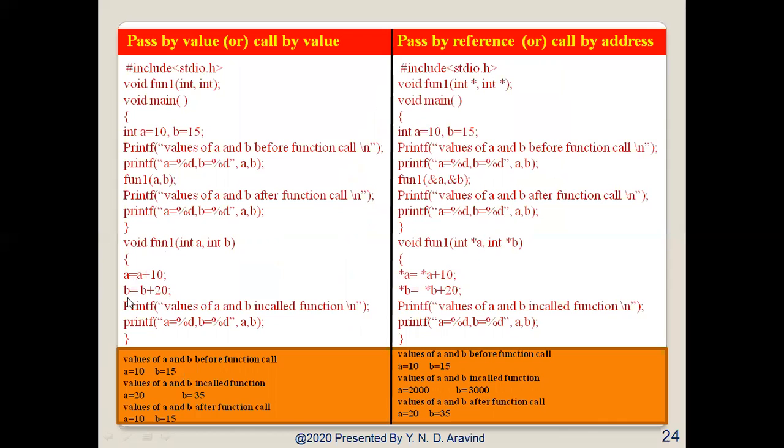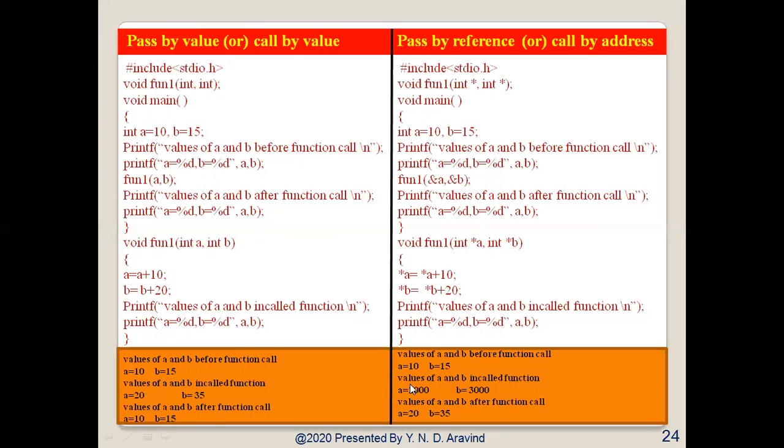Now after doing the modifications, I have printed the values of A and B in the called function. So A value will become 20 and B value will become 35. The control will come again here, and after calling, I have printed the values of A and B. But you can see that A values are 10 and 15. So the actual values are not getting reflected.